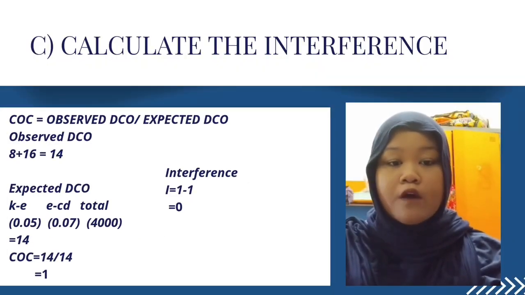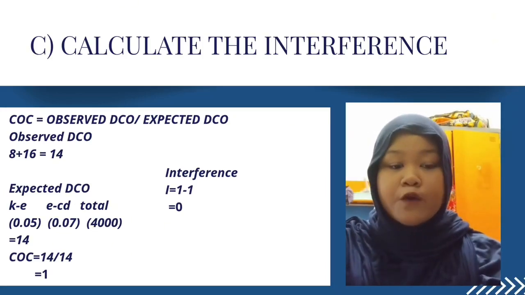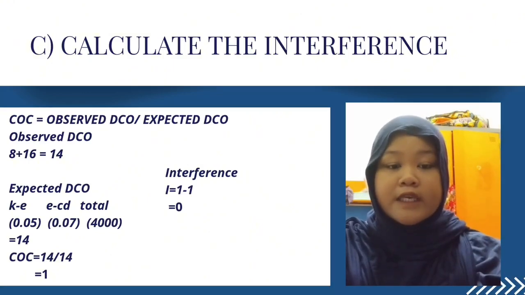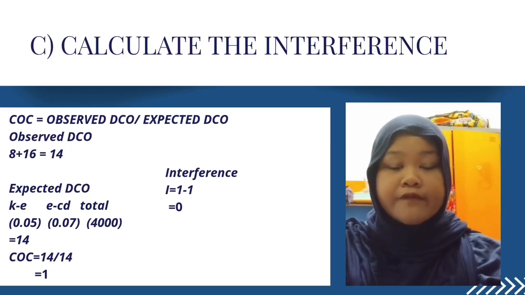Question C asks us to calculate the interference value. First, I state the formulas. Coefficient of coincidence equals observed double crossover divided by expected double crossover. Interference equals 1 minus coefficient of coincidence. For step 1, we have to find the observed double crossover.